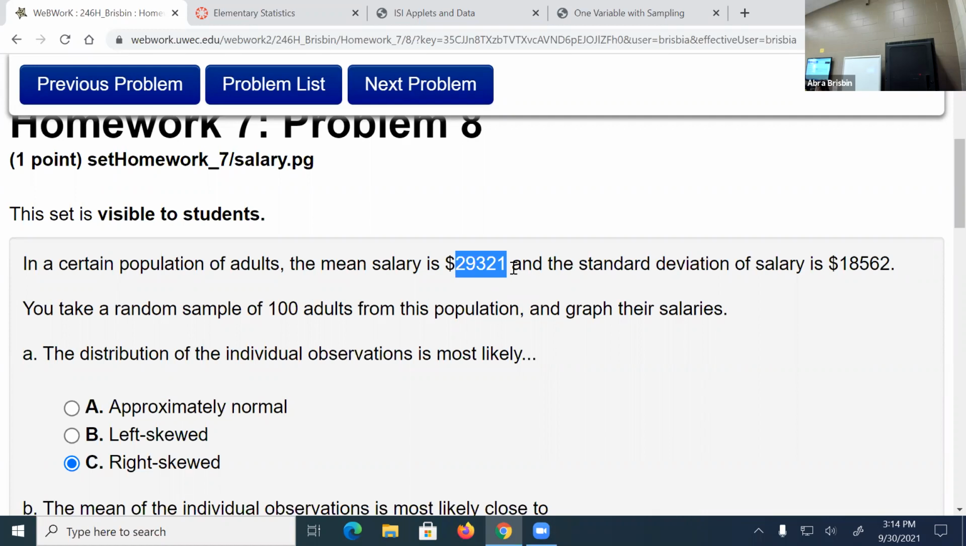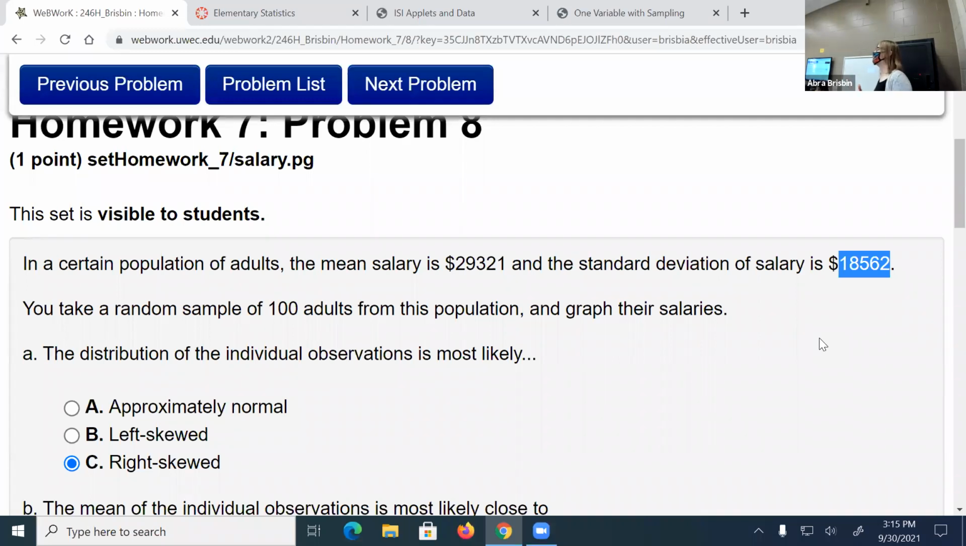In that case, we would expect two standard deviations below the mean. We would expect 2.5% of the data to fall below two standard deviations below the mean. Agreed? All right, but two standard deviations below the mean here would be 29,000 minus 2 times 18,000. So 29 minus 36. So negative 7,000. So we would expect 2.5% of people to have salaries less than negative 7,000.